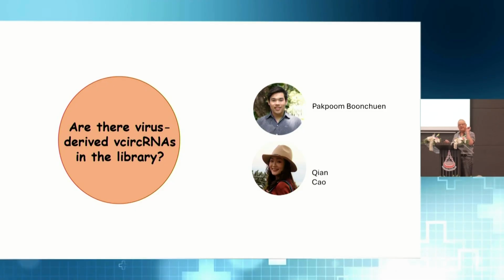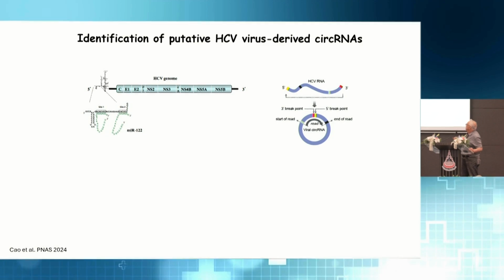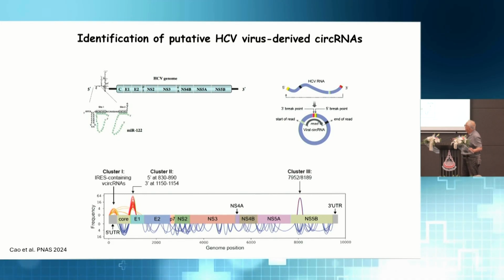But the answer is it's kinetics. It doesn't happen early. It happens later in infection. And what Pakpoom and Chen Kao, a postdoctoral fellow from China, find is that, when you look at whether circular RNAs are being made from the hepatitis C virus RNA genome, basically we are looking for sequences that are non-contiguous in sequence, and indeed there are circular RNAs made from all over the viral RNA genome. And what you see here, here's a 5' end and here's a 3' end, and there are clusters at the very 5' end, throughout the genome, and there are clusters at the 3' end as well.